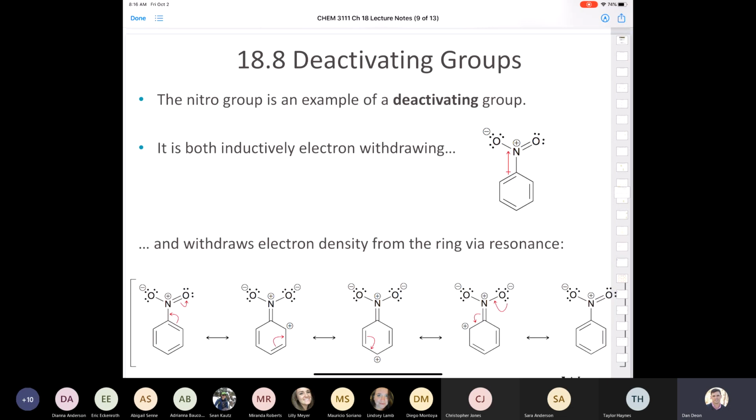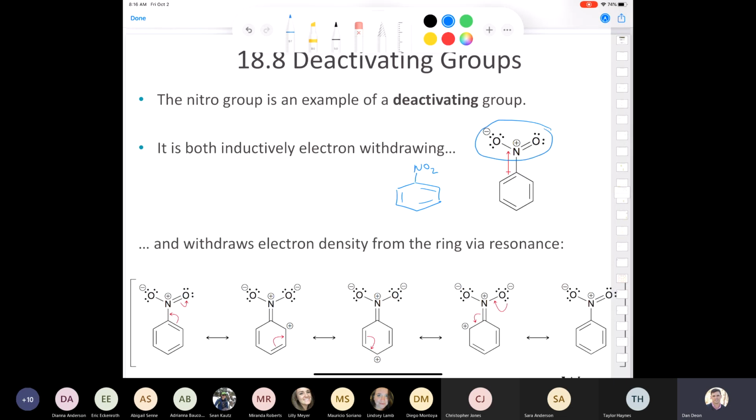So it says here that a nitro group is an example of a deactivating group. This is a nitro group, okay? So if I draw this, this is nitrobenzene. And this is the Lewis structure of the nitro group. Everybody who's hearing the sound of my voice should be able to draw the Lewis structure of a nitro group by now. It says here that it is both inductively electron withdrawing.